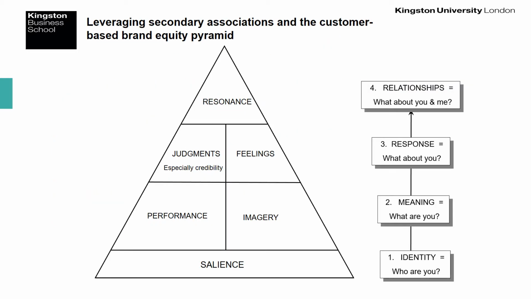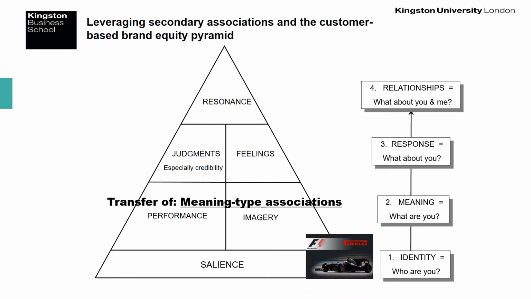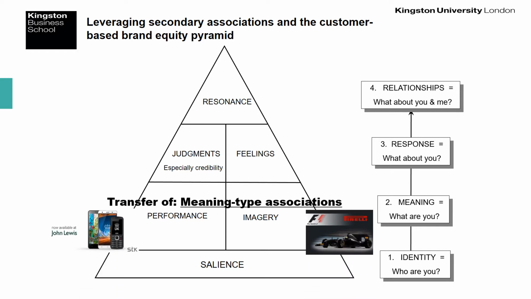Here is Keller's customer-based brand equity pyramid. So where does leveraging secondary associations fit into this pyramid? Well, it fits in two key places. First of all, at level 2, meaning. And we can use secondary entities to transfer associations which relate to the meaning of the brand, either to its performance or to its imagery.